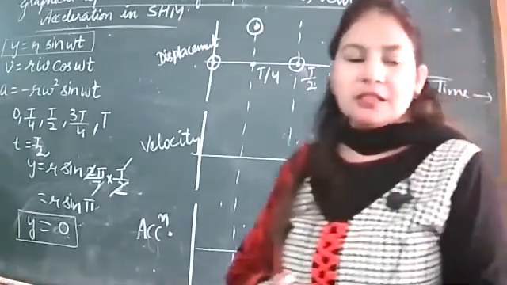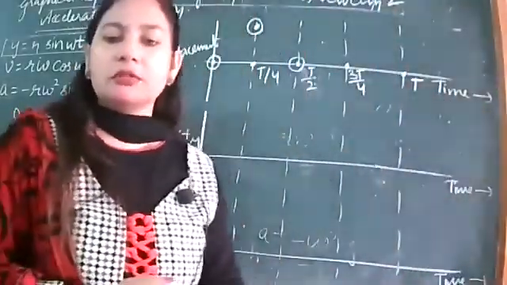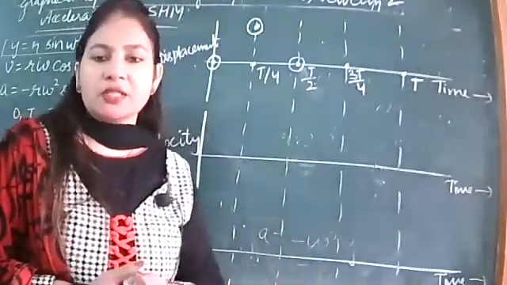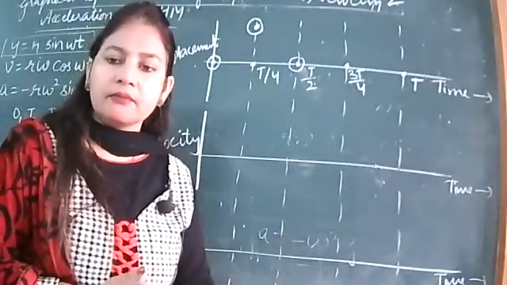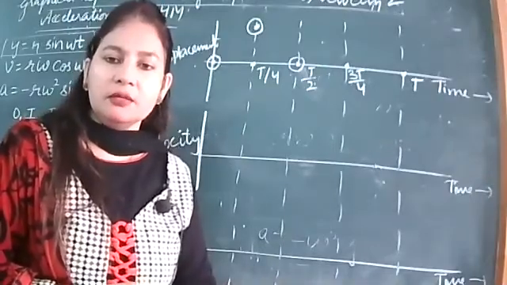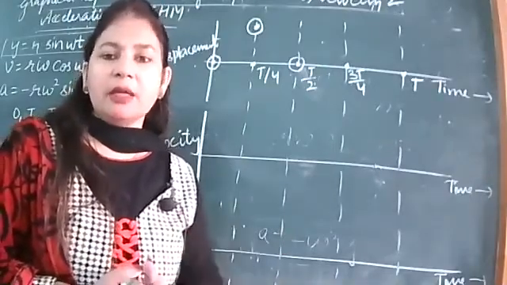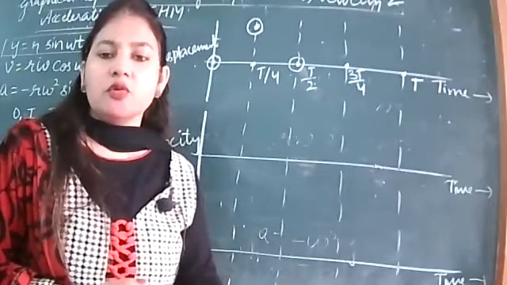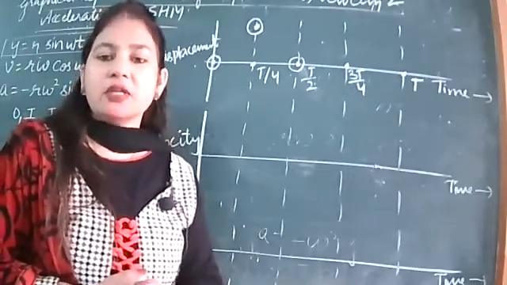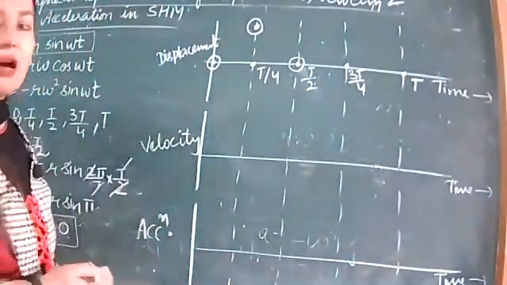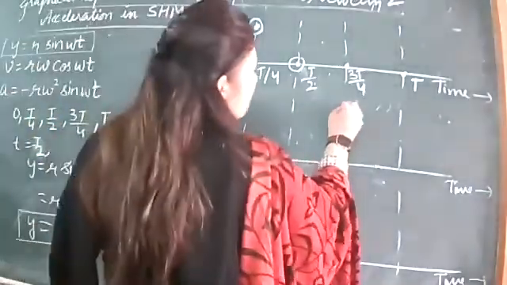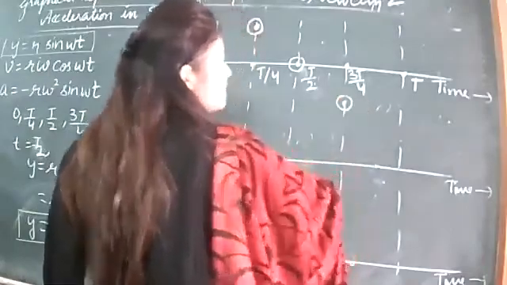Any guesses what is the answer? For 3T by 4, how much is y? Have you solved? The angle will be 3 pi by 2, which means 270 degrees. Sin 270 degrees is -1. So your answer will be minus r. So our next point for 3T by 4 is minus r.